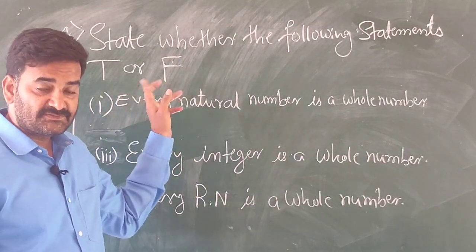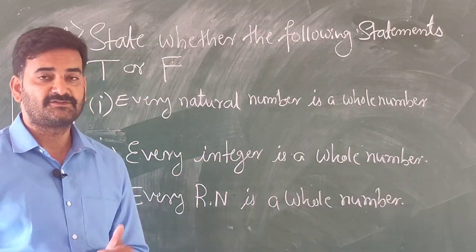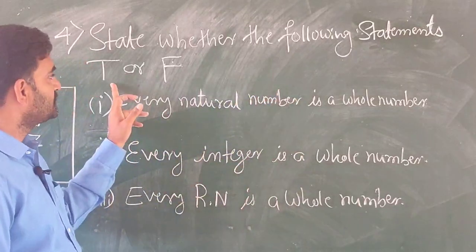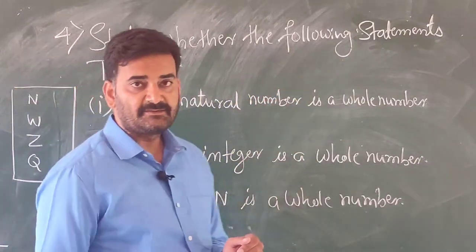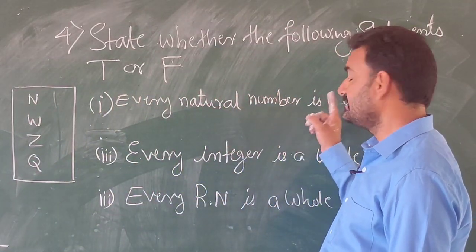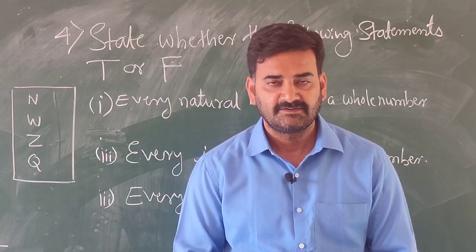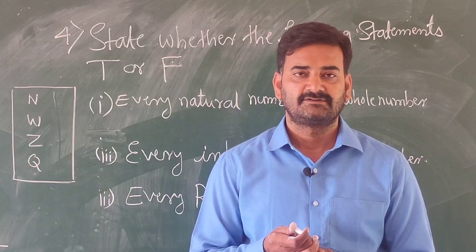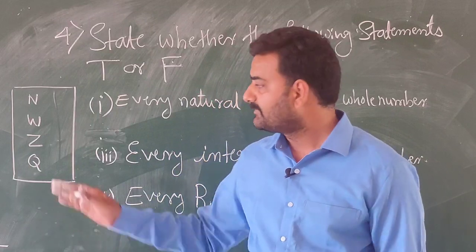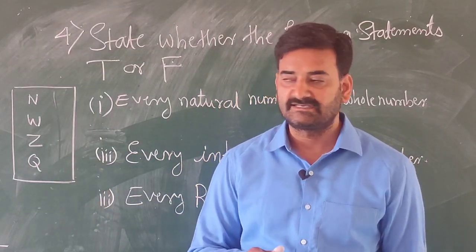Now, the last question in exercise 1.1. Just true or false, but we have to give reason. State whether the following statements are true or false. Now I am going to read the statement. Every natural number is a whole number. All natural numbers are whole numbers, whether it is true or false. I have made a small chart here. By using this chart, we will understand whether the statement is true or false.